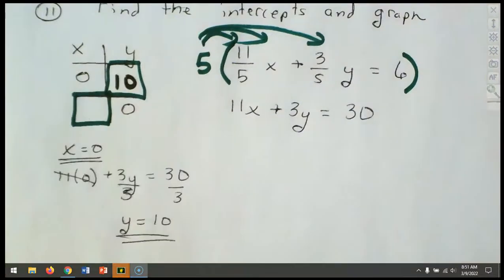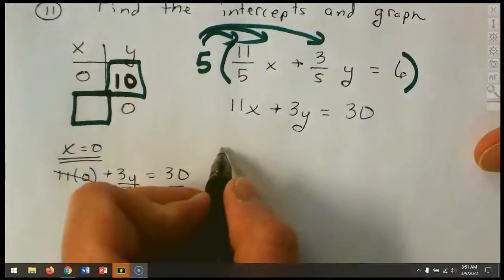I think it's going to be easier if you clear the fractions. You can work with them, but students tend to see fractions, and it just makes it more difficult for you mentally. So we get rid of them. And same thing on the next one.